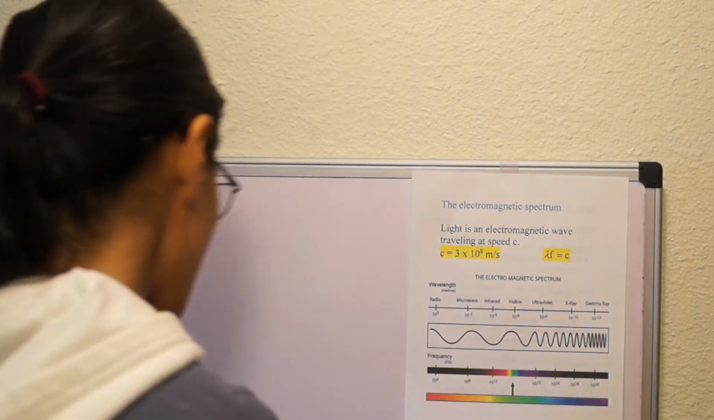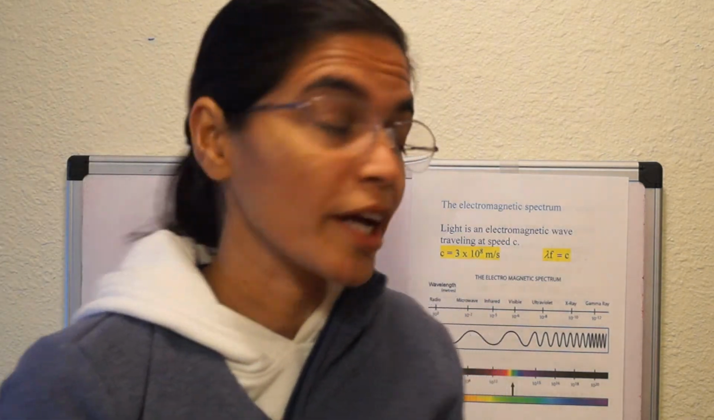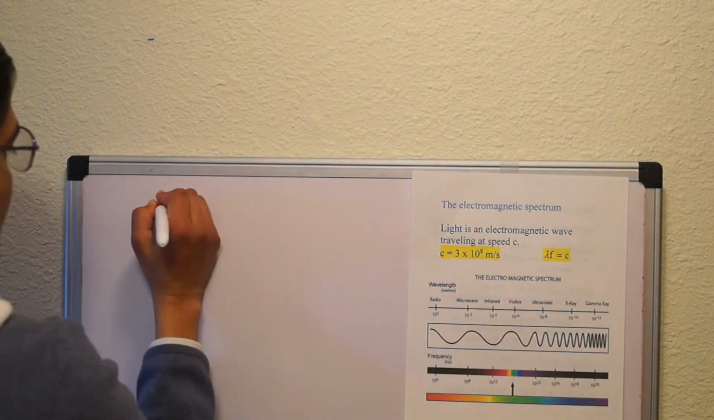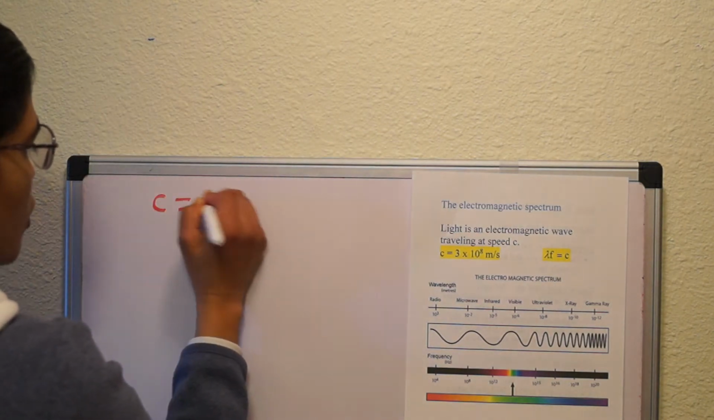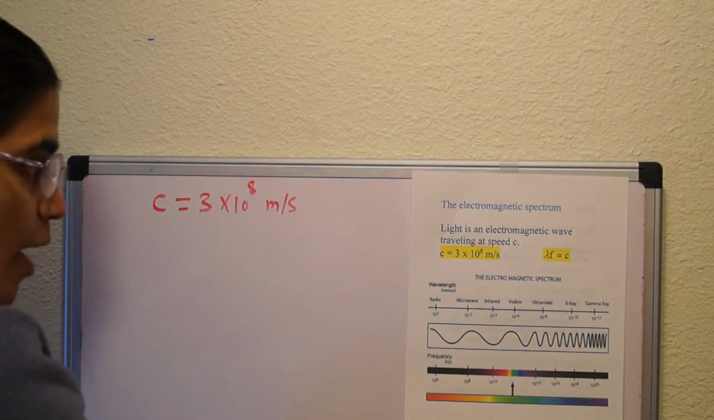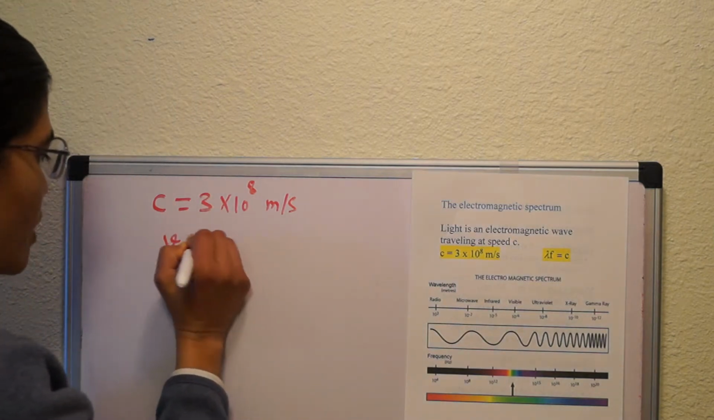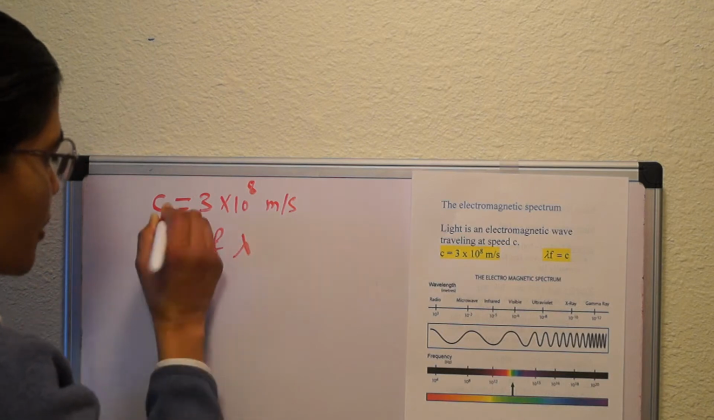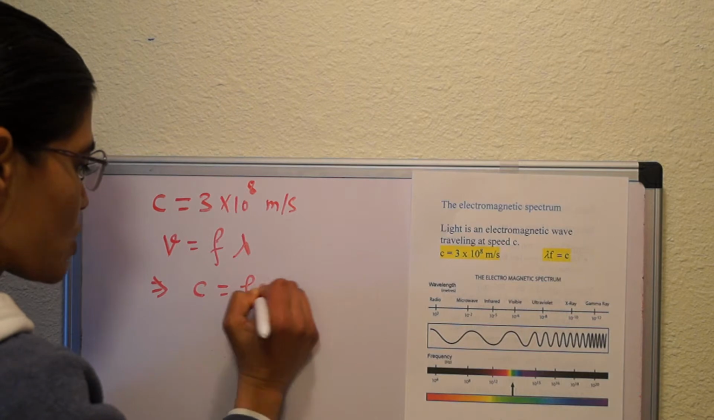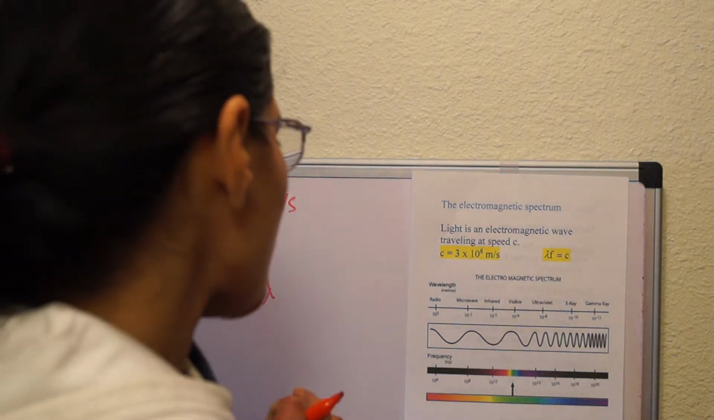An example is a light wave. Light is a type of electromagnetic wave. Light travels at a speed of v equal to 3 times 10 to the power 8 meters per second, right? Fast. Remember we said the wave speed v equals f times lambda. For light, instead of v we just write c equals f times lambda. So the electromagnetic spectrum looks something like this.